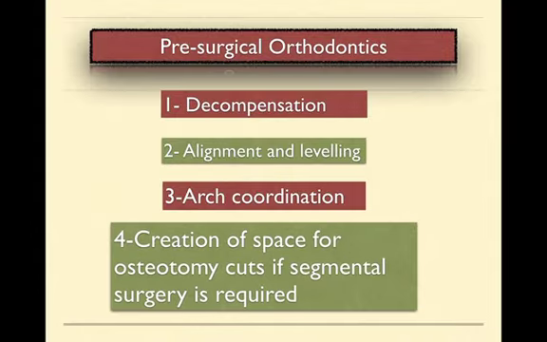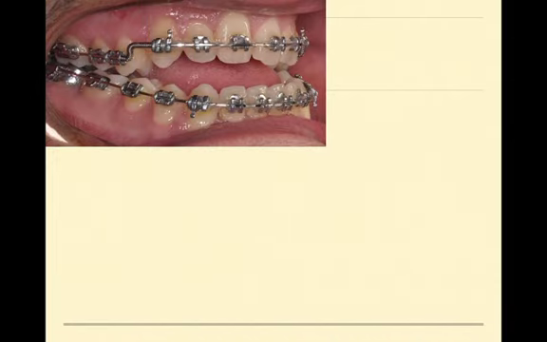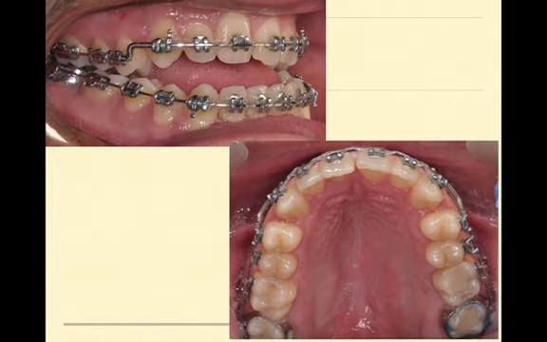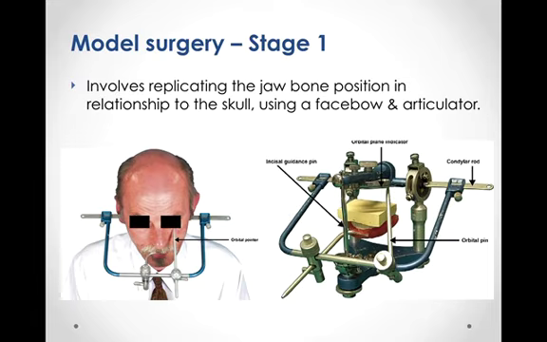After that, we do the creation of space for the surgical osteotomy. As we said, this patient, we want him to go for osteotomy, segmental osteotomy. The surgical cuts will go between the 3 and the 4, so we have to create enough space for the surgeon to do the cuts for him. So as you can see here, we created space for the surgeon just to go and insert the blades.